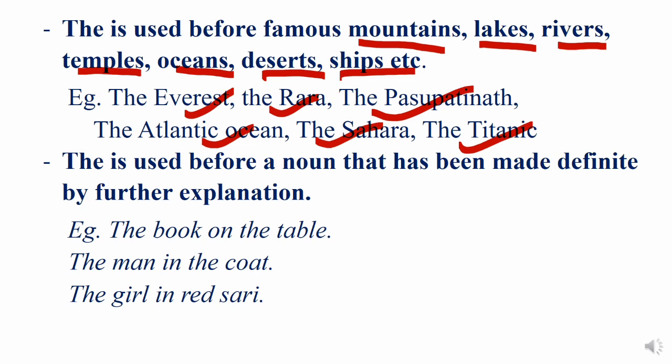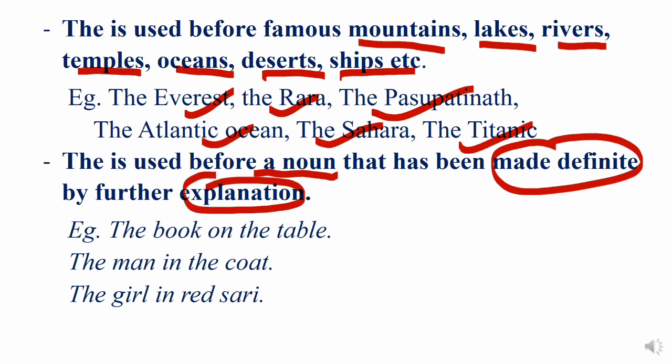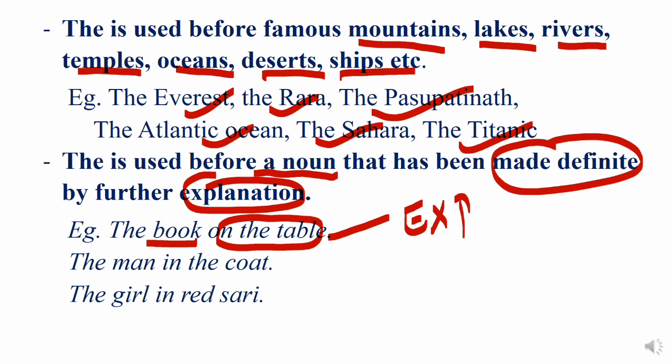Okay, let's go to the next rule. Here is the rule. The is used before a noun that has been made definite by further explanation. Before a noun that has been made definite with the help of explanation. Here, let's see in the example. The book. Book is a noun. So on the table makes it definite. This is the explanation. This makes this book definite.